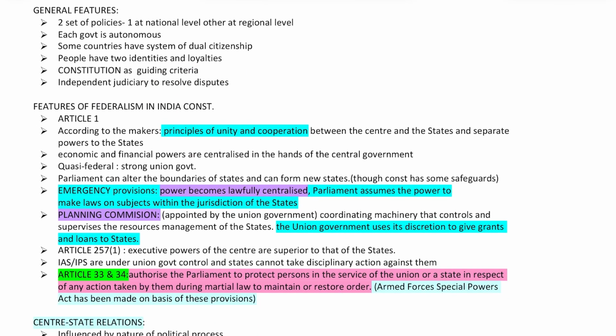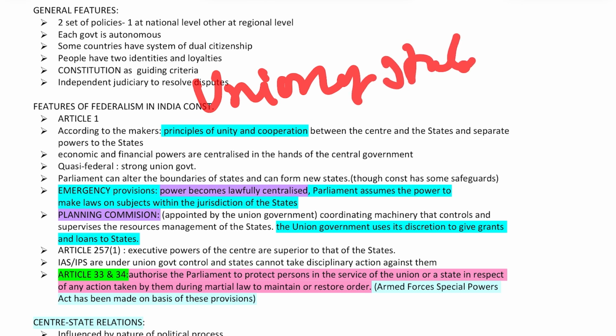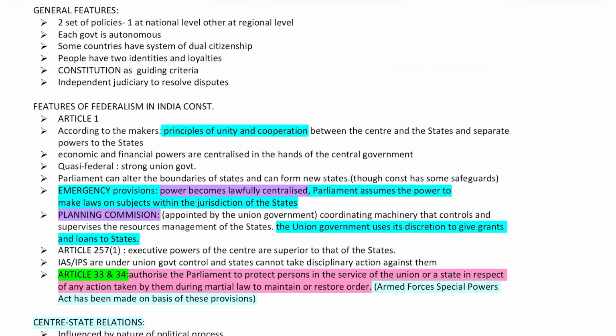So the features of federalism in India which were incorporated in the Indian constitution are, first, according to Article 1, according to the makers, principles of unity and cooperation between the center and the states and separation of powers of the states. So according to Article 1, we have the Union of States. The Union of India is basically a Union of States. India is a union of states.